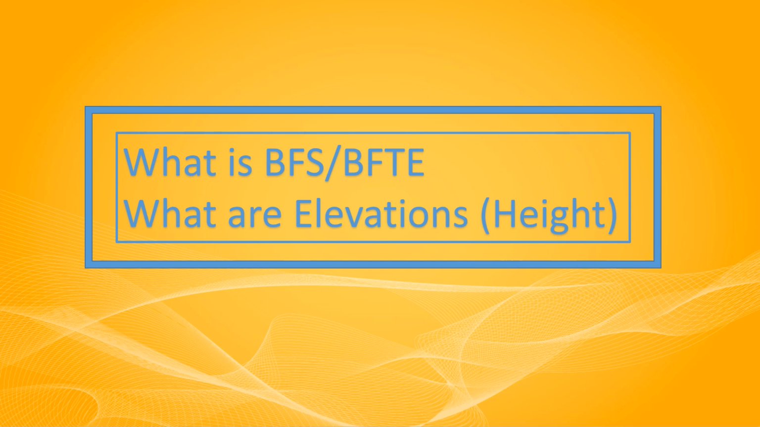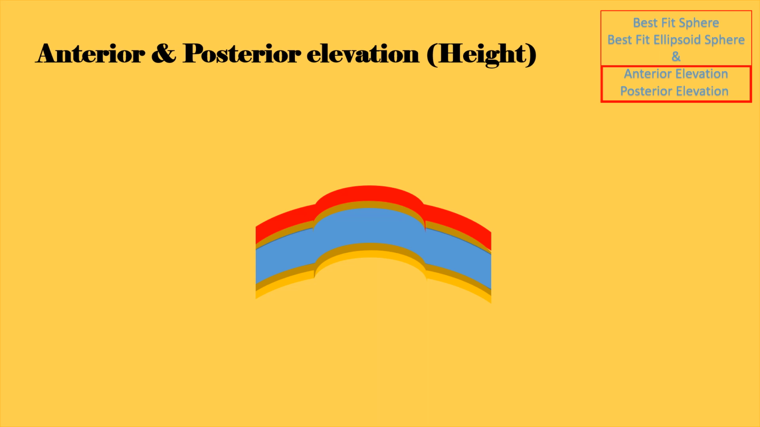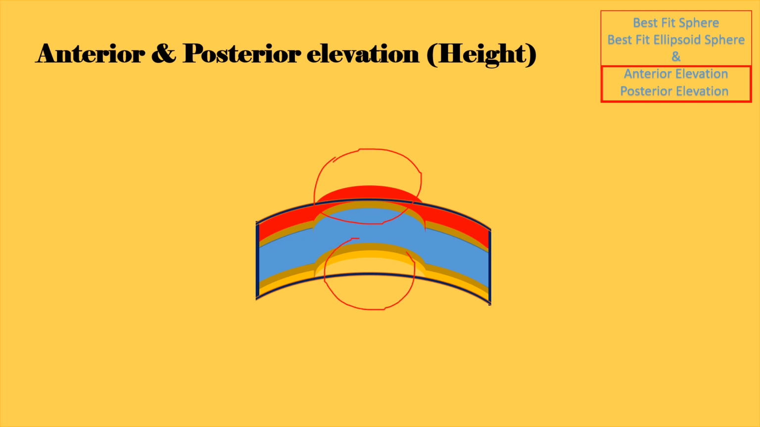Now we have discussed and understood what is best fit sphere and best fit toric ellipsoid, and now we are going to talk about the elevations, which are also called heights. So let's talk about the elevations. This is an abnormal cornea. Now let's put a best fit sphere on it. Look at that. It is protruded over here and it's elevated or protruded from here as well.